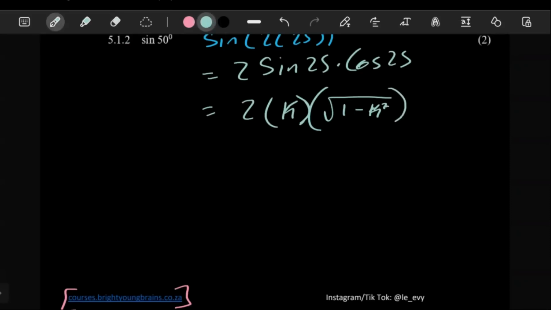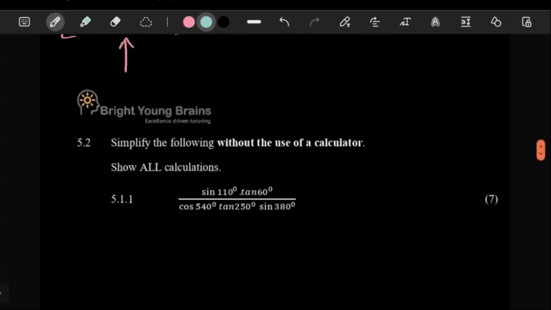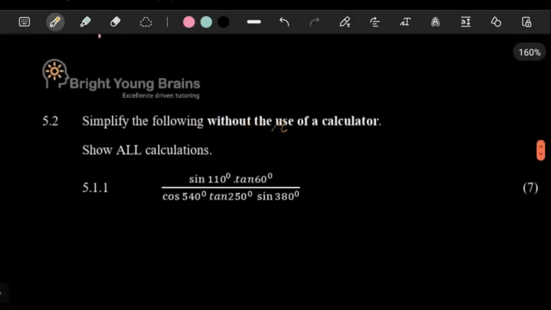So in the light of all we have just been doing, let's keep going, man. Let's keep it moving. So with the next one, simplify the following without the use of a calculator. We don't need a calculator, but out of 7, it's gonna be lit.